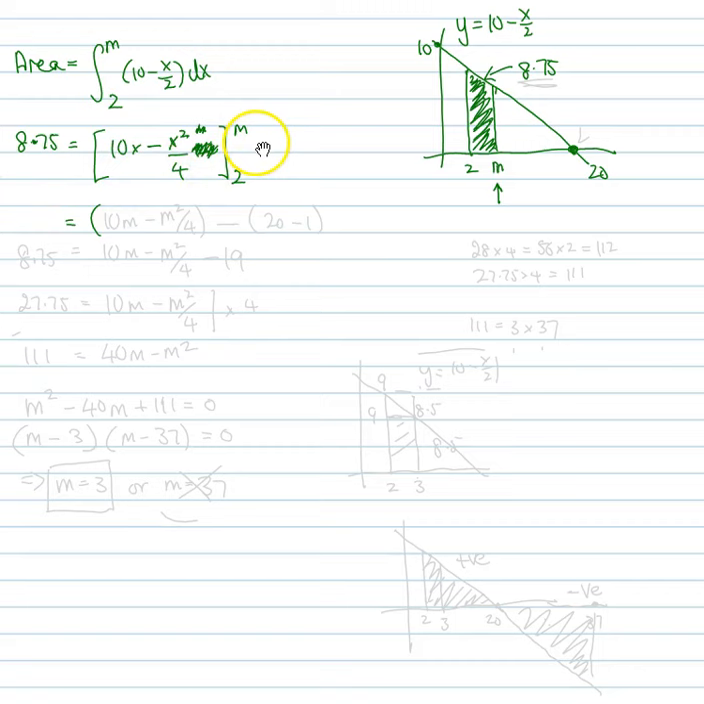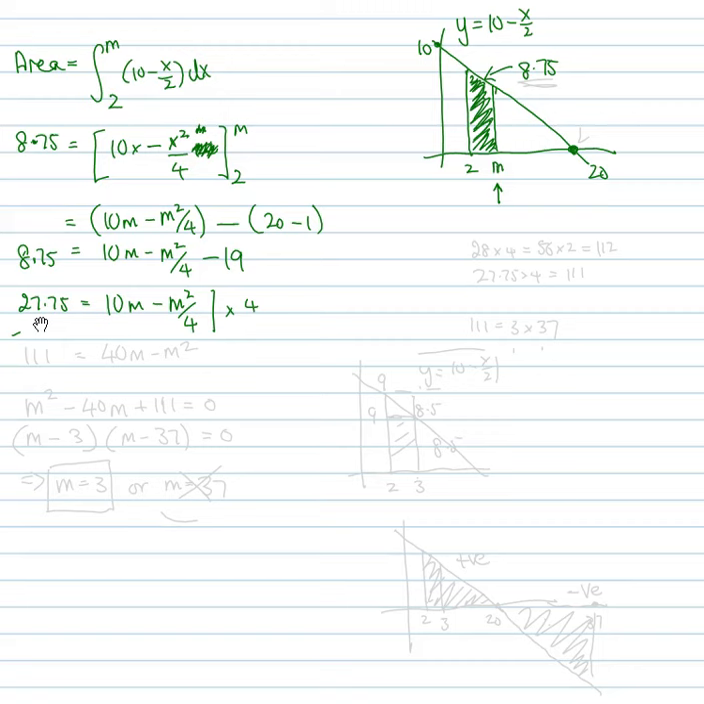Then we just do the maths. So 10m, substitute the m in there first, and then substitute the 2 in there, so we get 20 minus 2 squared over 4, which is 1. So that equals 10m minus m squared over 4 minus 19 equals 8.75. Now what are we going to do? Multiply everything through by 4. Actually, we'll bring the 19 over to the other side first. So 27.75 equals 10m minus m squared over 4. Let's multiply everything by 4 to get rid of that 4 in the fraction.